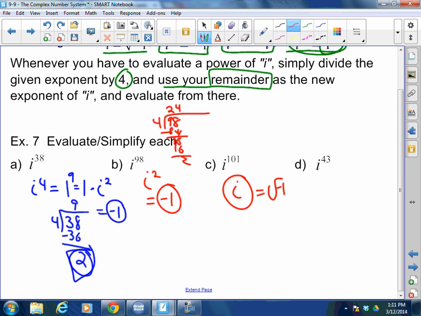How many times does 4 go into 43? 10 even times. And what's left over? i cubed, which is negative i. Easy, right? Told you this was a joke.